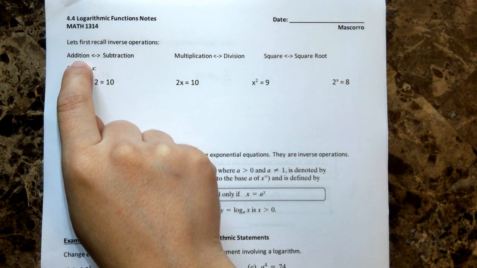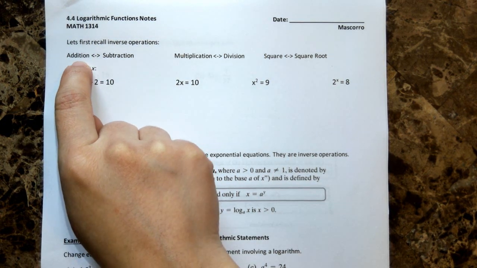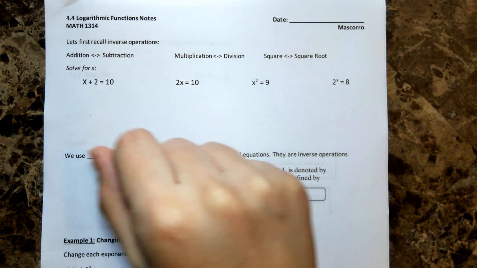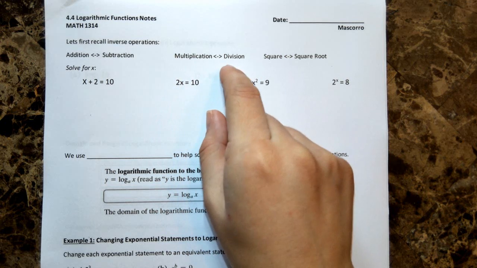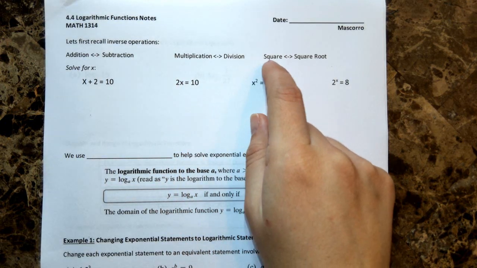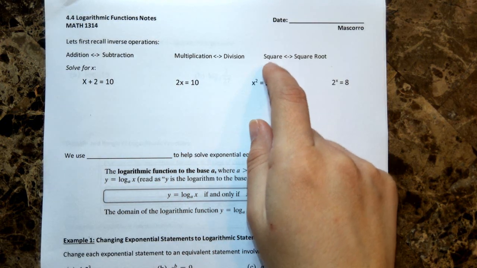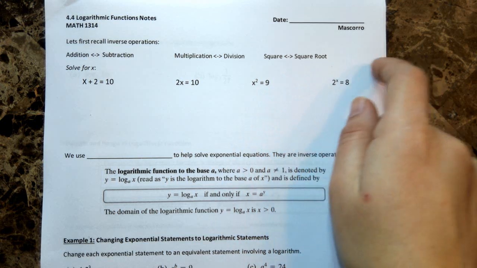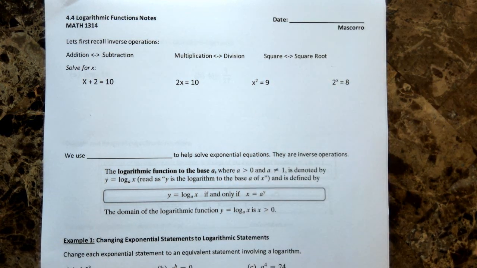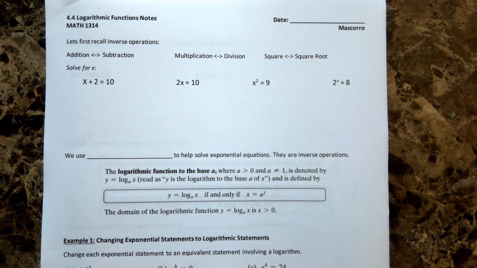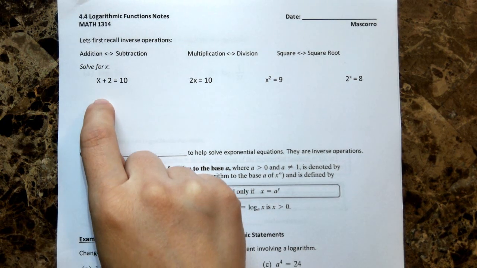Addition, the inverse, remember inverse just means opposite, of addition is subtraction. Multiplication, the inverse or opposite operation is division. If I want to square something, the opposite operation would be square root. There's a couple more. I could do cube and cube root, etc., but I just listed a few. So in showing those, for example, let's go ahead and start with the first one.